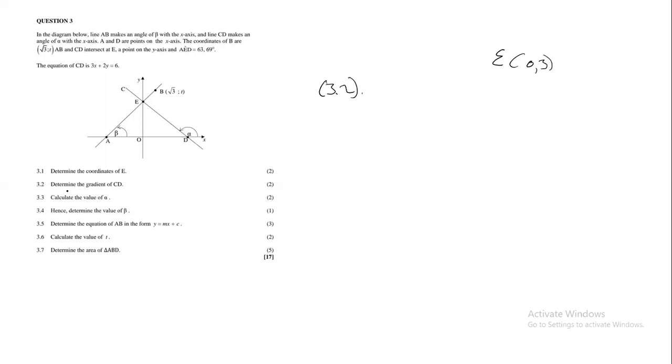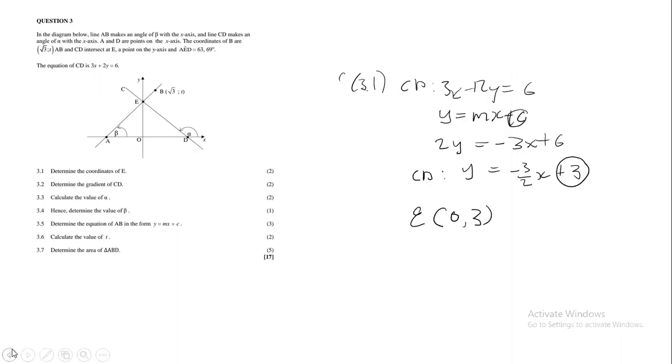So 3.2 says to us, determine the gradient of CD. So now where is CD? The very same line that we have just talked about. I'm going back a little bit to where we started. So now, in order for us to determine the gradient of CD, remember I taught you the phases of gradients.